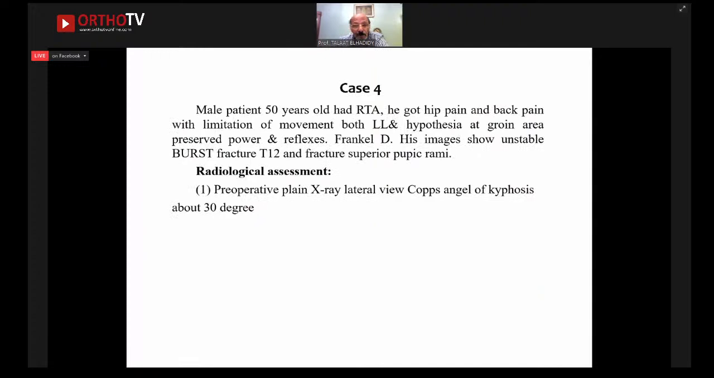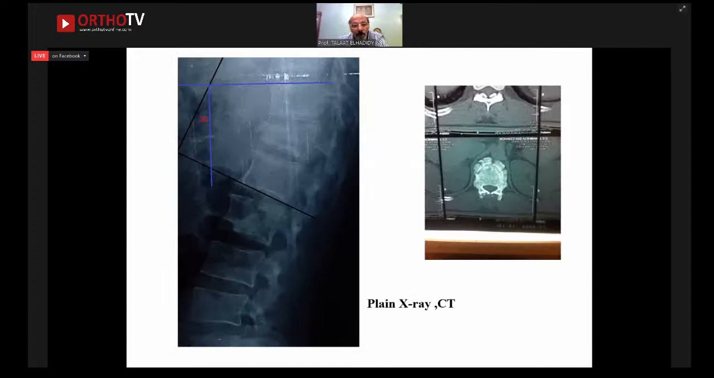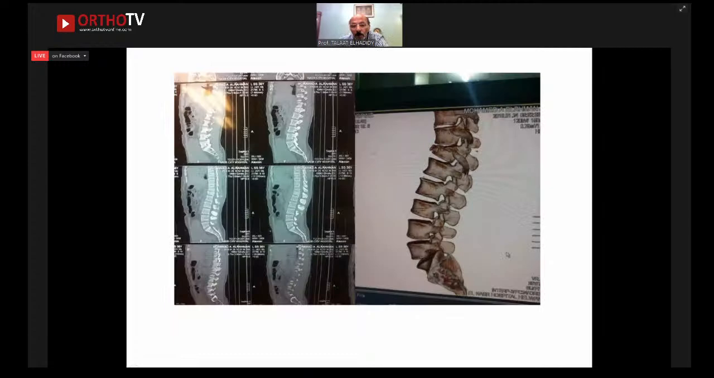Case number four, 50-year-old RTA. He has got hip pain and back pain with limitation of movement, both lower limbs hypesthesia, some neurological affection. The X-ray shows 30-degree kyphotic angle, and the CT shows the comminution here, anterior to the body. And this is a 3D reconstruction CT.